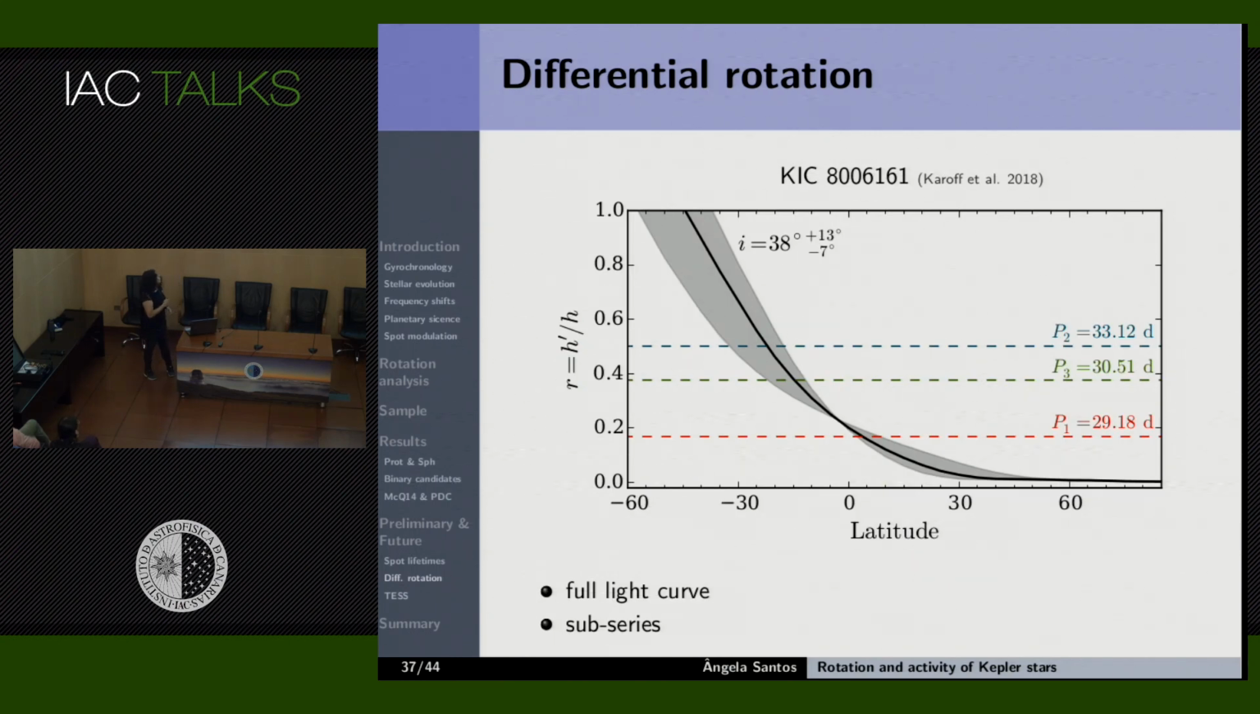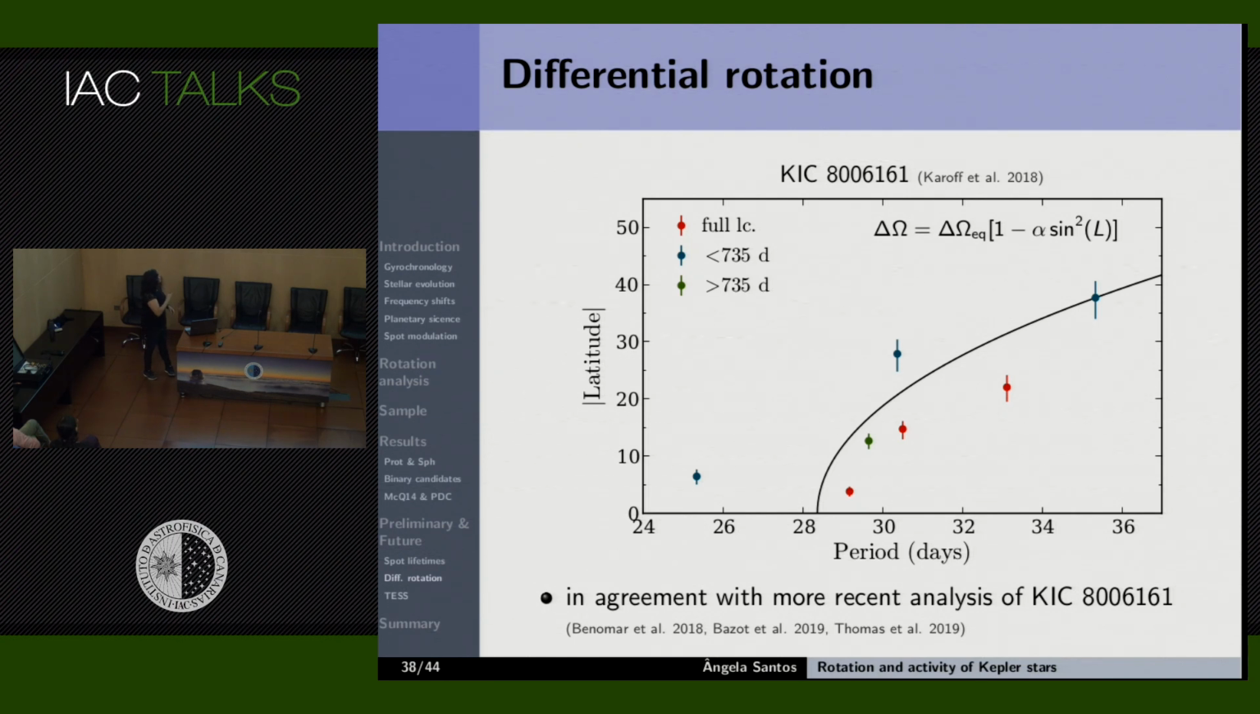And here is the first application that we made with this method for real data. So this is a Kepler star, a solar type star observed by Kepler. We know the inclination angle from asteroseismology, so we know how we expect the peak-height ratios to behave. And we have the periods that we detect and the peak-height ratios for those periods. So we can infer the latitudes of the spots. And this is what we did.